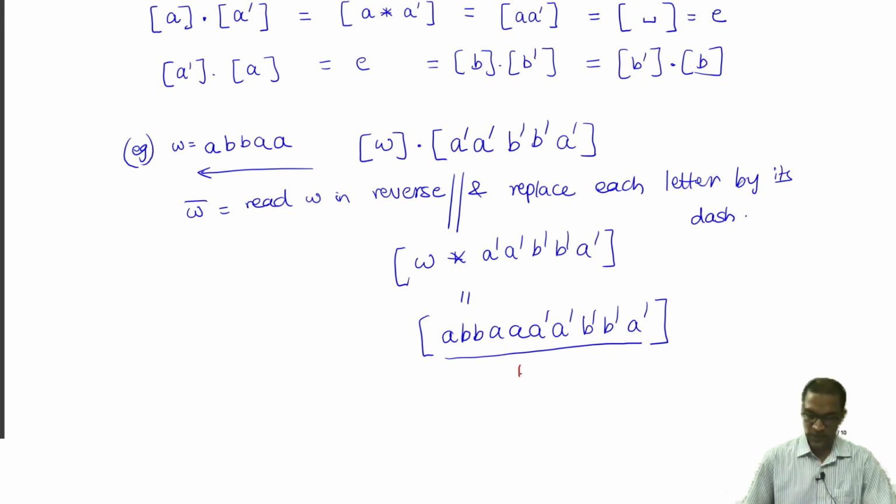Okay, so you see that's exactly how we constructed the inverse. We just read the word in reverse, and for every symbol we just took its dash. And the reason for doing this is because exactly this sort of pairwise cancellation is going to happen. In fact this was just a particular example, but more generally the word can have dashes as well.